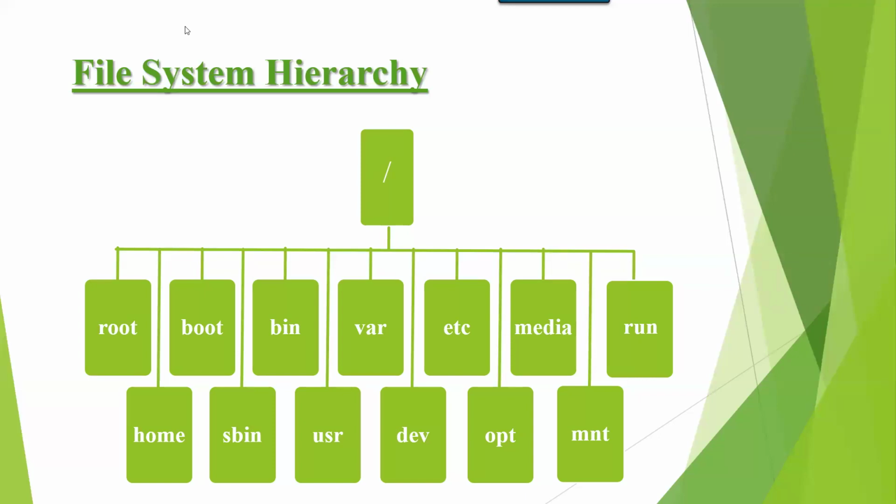Run contains external devices information and kernel information from RHEL 7. External hard disks, DVD writers, pen drives, removable devices information is maintained by run from RHEL 7. Also the kernel is stored in run from RHEL 7 onwards. Up to RHEL 6, boot contains the kernel, and media contains external devices information. From RHEL 7, kernel and external devices information is maintained by run.